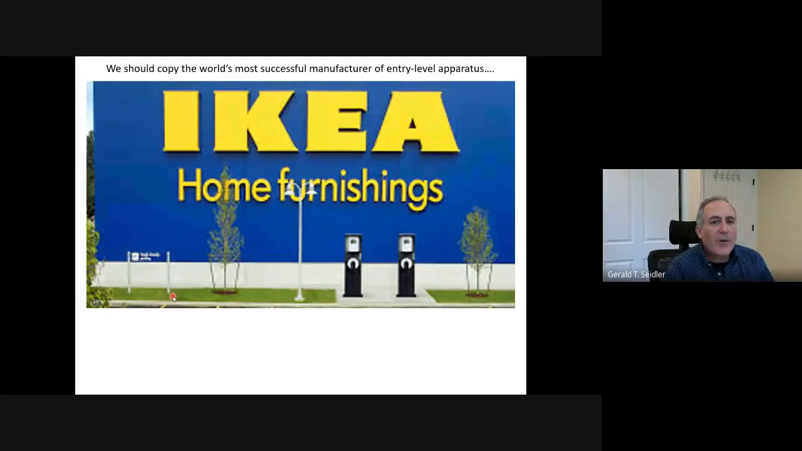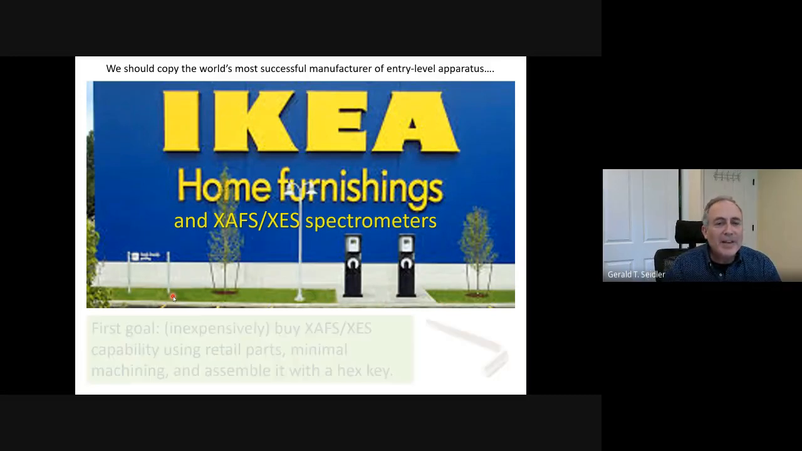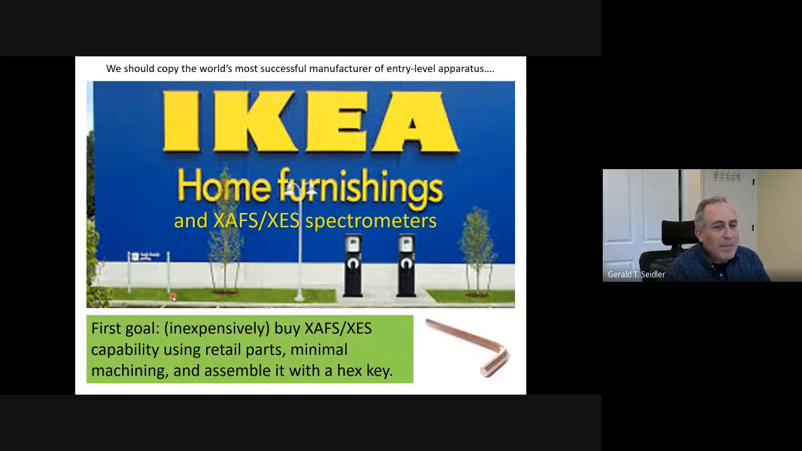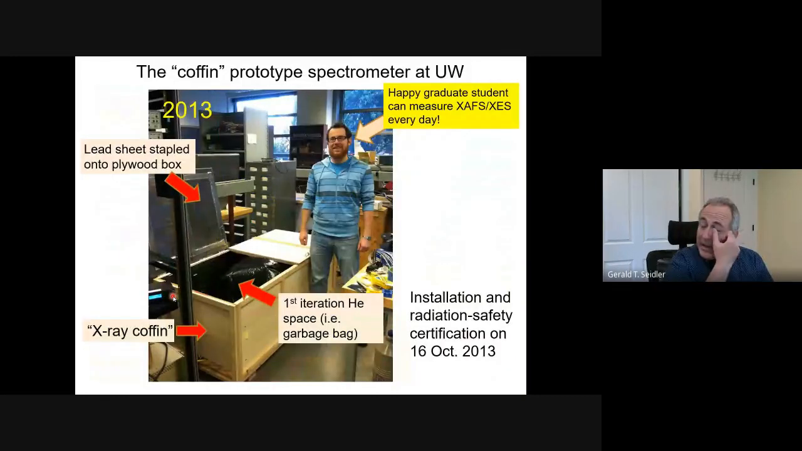And so we said, all right, we want to copy IKEA. And maybe someday they'll get into XF spectrometers. And the key point is cheap parts that you put together with an Allen key. That was our goal. And so about 7 years ago now, we took a wooden box, we put lead in it, we had a garbage bag with helium in it to decrease air absorption, and we had a happy grad student who was smiling because they could do XFs every day.